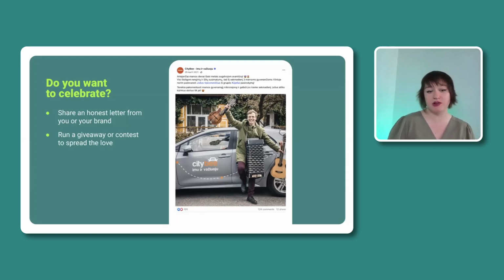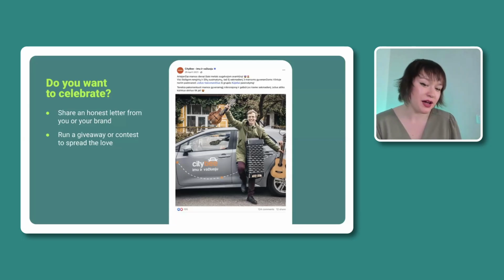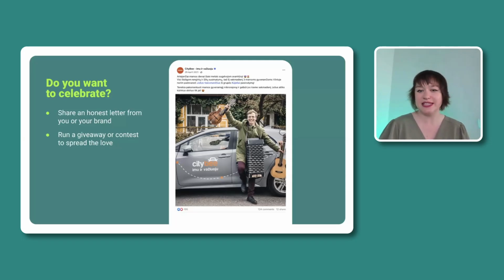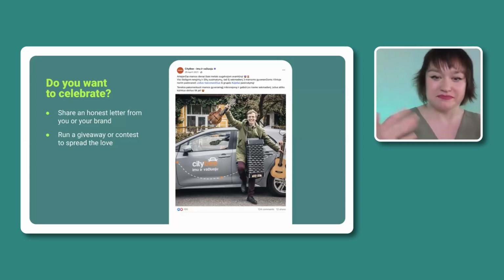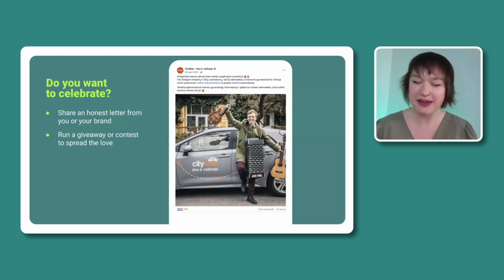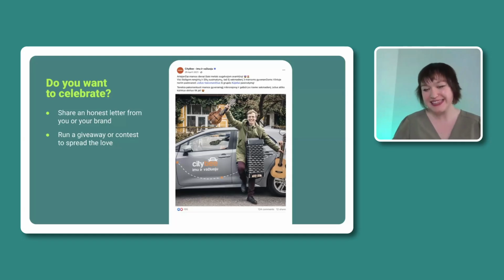Or you could run a giveaway or contest to spread love. And for me, this is very well illustrated by CityBee. This is a European car sharing company based in the Baltics, and this is their campaign from 2021, so quite a while ago. But I really remember it till now, because this was the end of COVID. There were still lockdowns happening. We can't have live events, Mother's Day there.